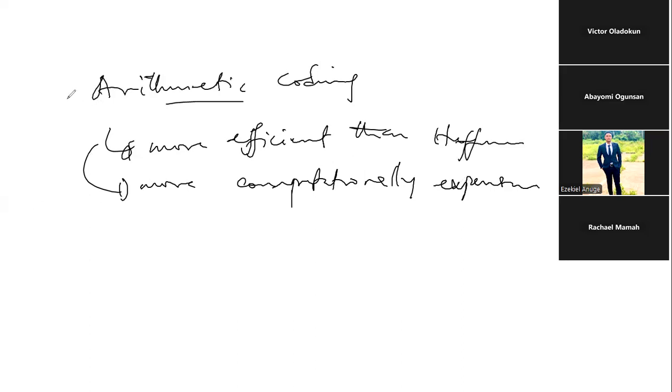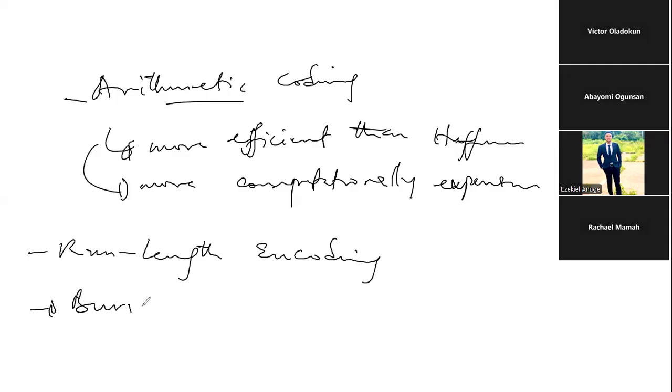Then we also have run length encoding. Run length encoding is a simple form of data compression in which sequences of the same data value are stored as a single data value and a count, rather than just leaving it as the original sequence. It's one interesting algorithm as well. Then we have the Burrows-Wheeler transform.